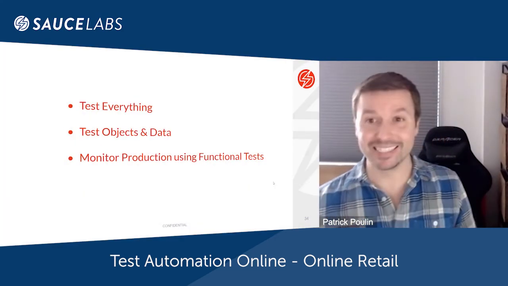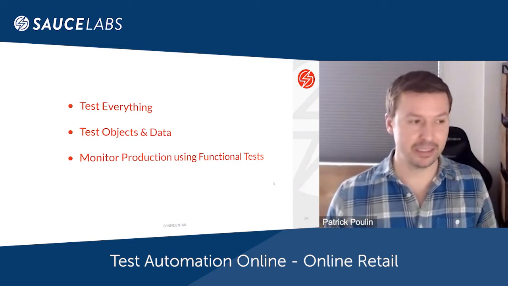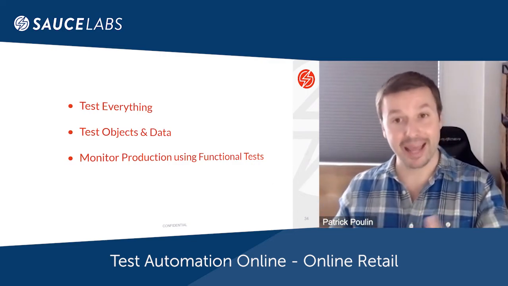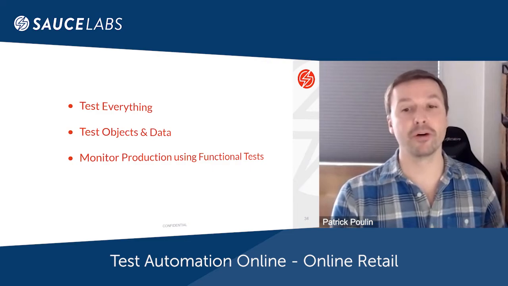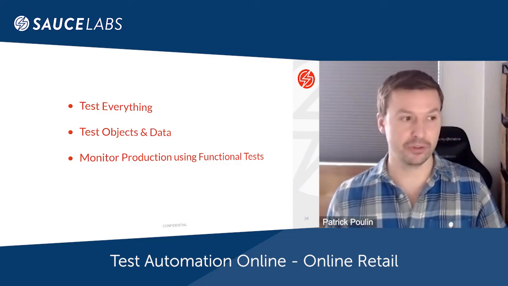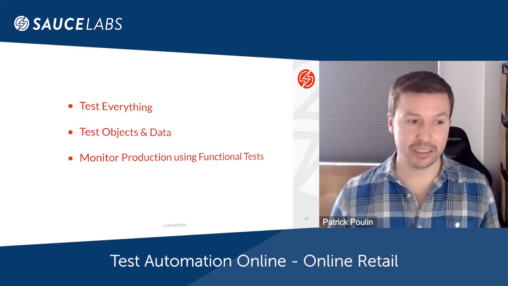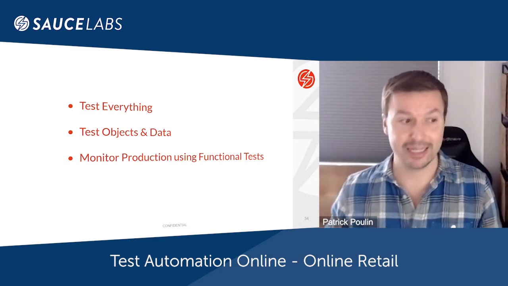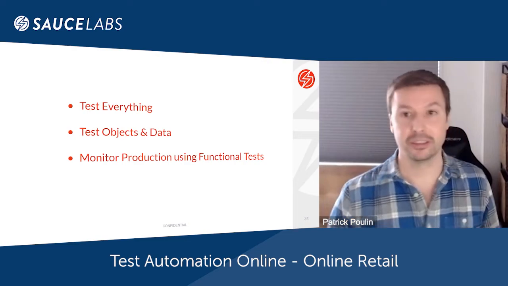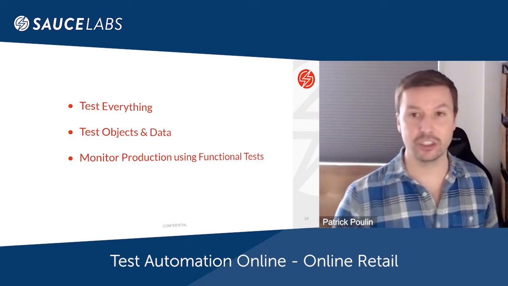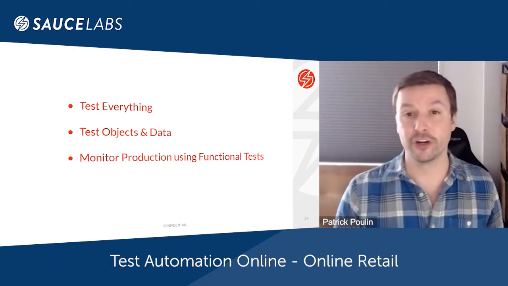Just some of the basic best practices. This seems dumb, but I have to reiterate it because of how rarely we see it perfectly executed: just testing everything, including the data, not just the objects, and using your functional tests in production. Schedule them to run in production against production, and you're going to be in a great place.